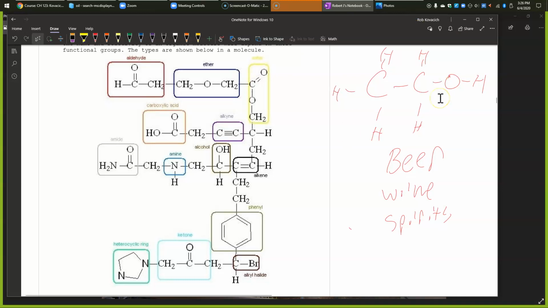Does this mean that alcohol is acidic, or is that just... Nope, not acidic in any way, shape, or form. Alcohols are not. But we're going to talk about what makes something acidic in an organic molecule here in just a sec.